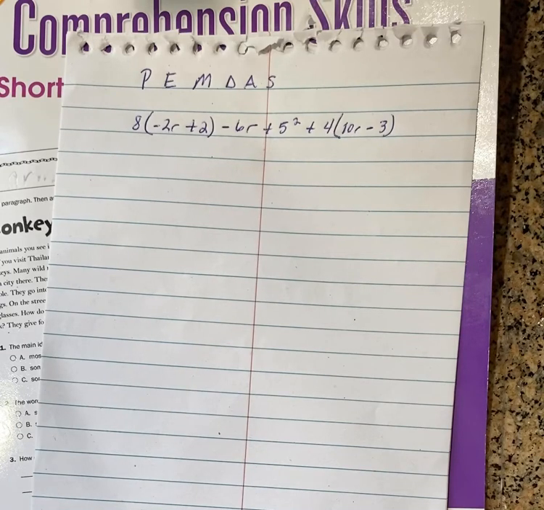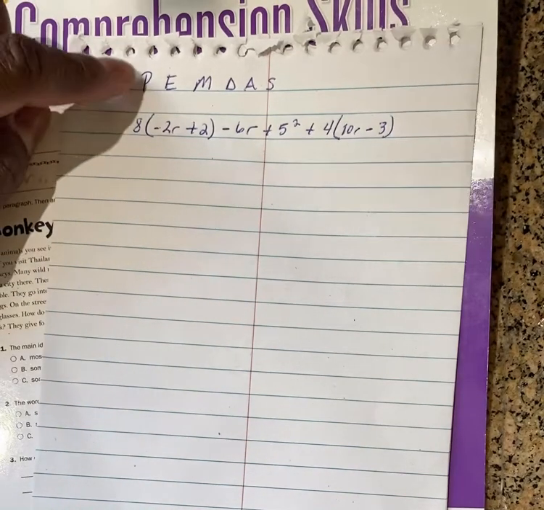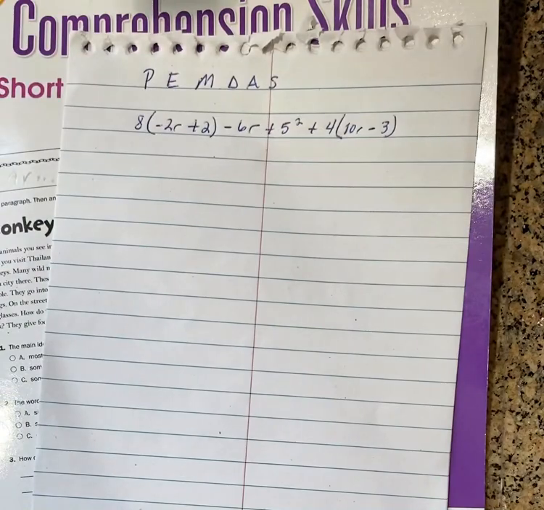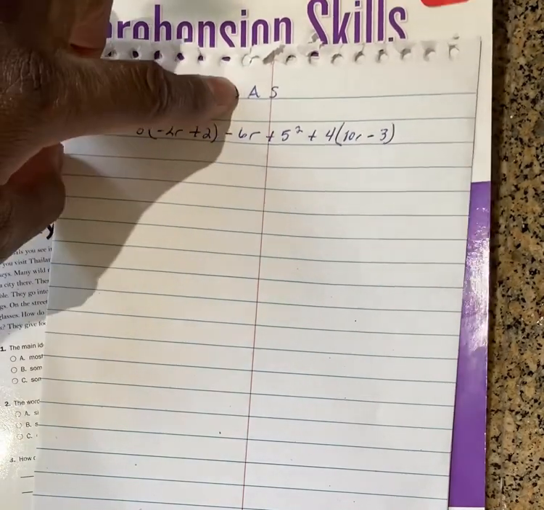So, Carmen, the problem you have is 8 open parentheses negative 2r plus 2r close parentheses minus 6r plus 5 squared plus 4 open parentheses 10r minus 3 close parentheses. So how you finish this, how you solve this problem, is using PEMDAS: please excuse my dear Aunt Sally.